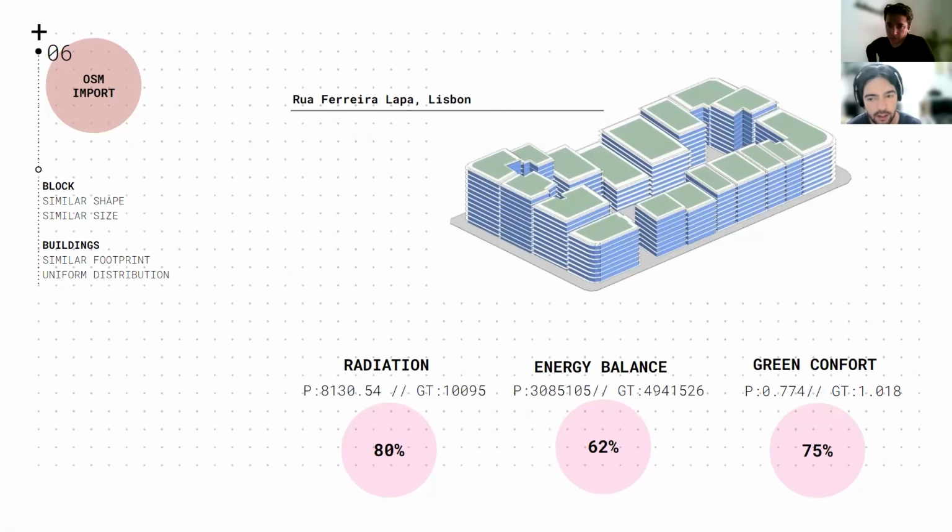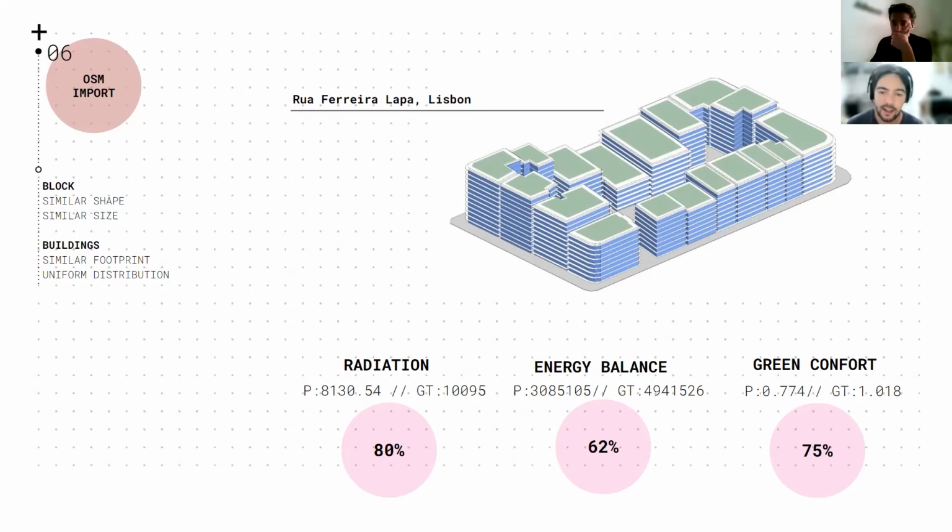So in the next slide, you'll see that we started to do some trials. We first picked a block in Lisbon that is very close to our trained data set, similar shape, similar size, a uniform building footprint distribution. And as you can see here, we got pretty good results in all 3 predictions, although energy balance, which was the least correlated in our matrices, was slightly behind.